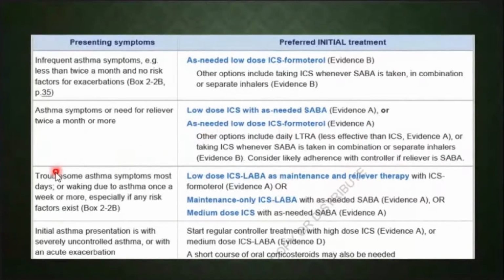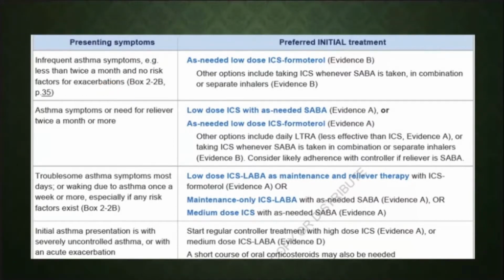Then for the next one with troublesome asthma symptoms, on most days we have to maintain with ICS-LABA, or you can only give medium dose ICS. But as you can see here, inhaled corticosteroid is mandatory, and as a reliever medication, you can use ICS-LABA. And for those with uncontrolled asthma, we have to start with high dose ICS or ICS-LABA, and of course you can add your systemic steroids and other therapies as and when required. Okay, so just remember this slide.